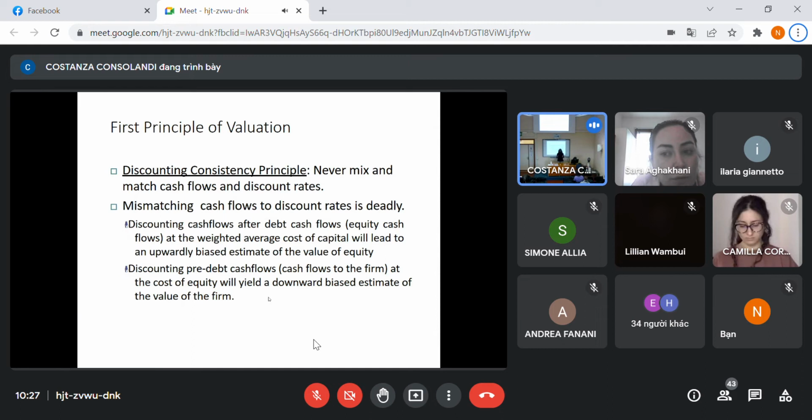As I told you before, if you evaluate the entire company, the entire firm valuation, you use the WACC as the discount rate. If you value just the equity claim in the company, equity valuation, you use the cost of equity. One of the first principles of valuation is never mix and match cash flows and discount rates, okay? Never discount the free cash flow to equity at the WACC, and never discount the free cash flow to the firm at the cost of equity.